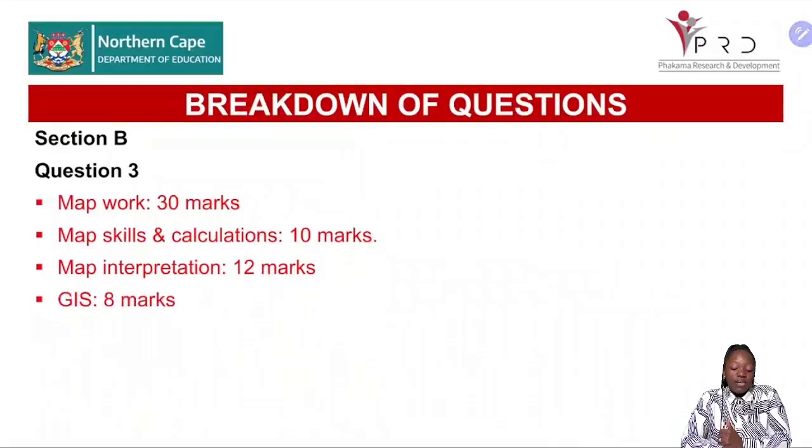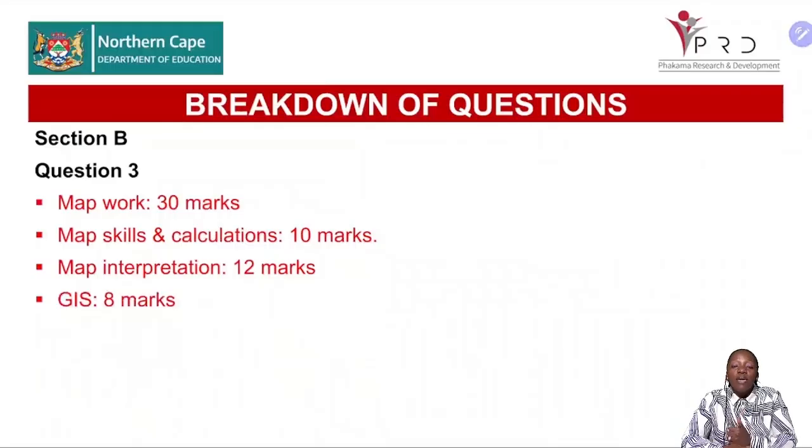Then your figure 3.2 is where you should expect map interpretation questions, and they will give you 12 marks. Then you move to your figure 3.3, which is your GIS questions, and your GIS questions carry 8 marks. Then the total there will be your 30 marks.